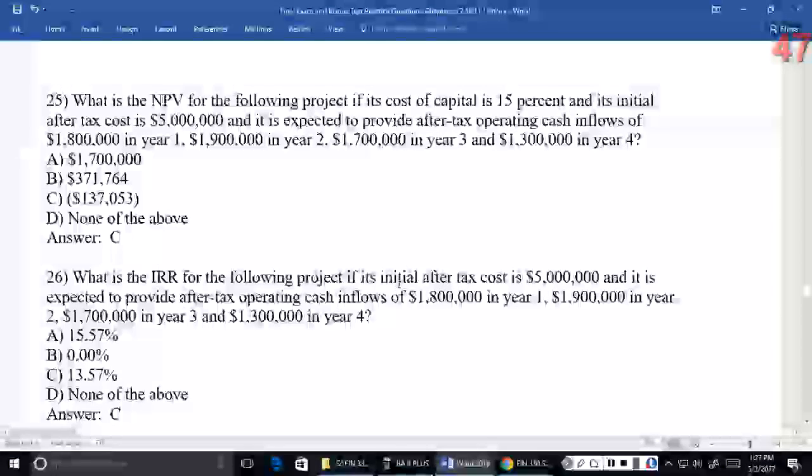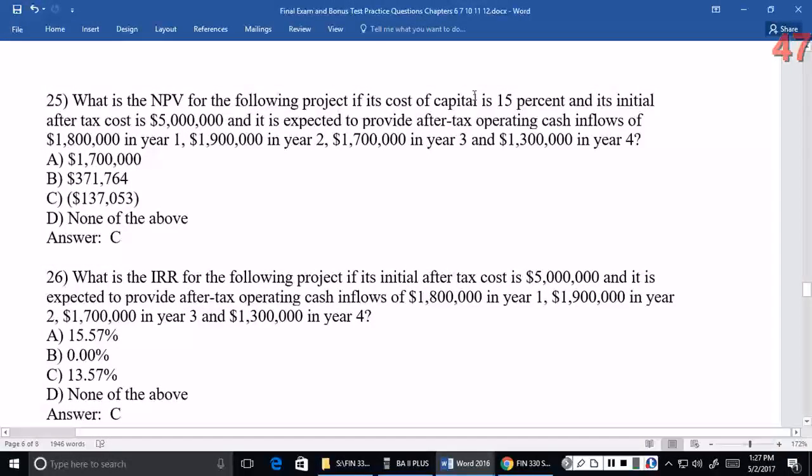25, what are we calculating here? Oh, net present value. All right, so the cost of capital is 15%. We have an initial investment of $5 million and expected after-tax operating cash flows of these numbers. What is the net present value? And I think 26 also matches that. So for 25 and 26, once you have the cash flows in, notice the cash flows match each other, so you can calculate net present value and internal rate of return by entering the cash flows one time. So that's what I will do here.